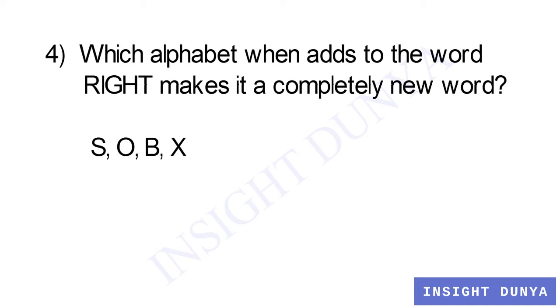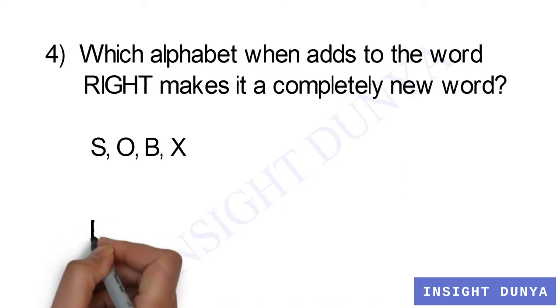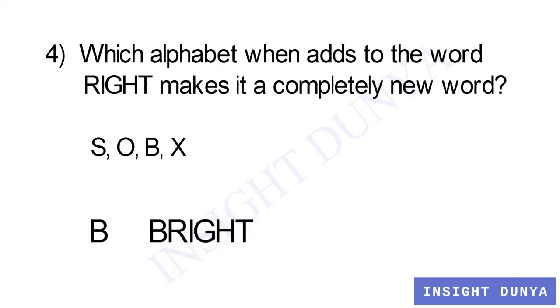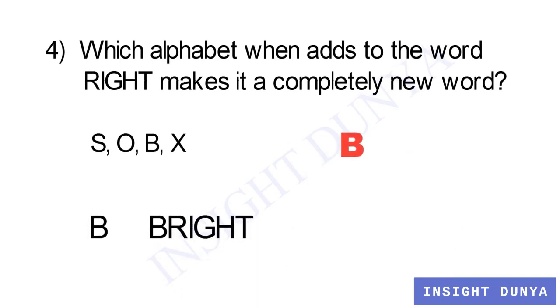But when B is placed at the beginning of the word right, then right becomes bright. That is a new word. So B is the required alphabet.